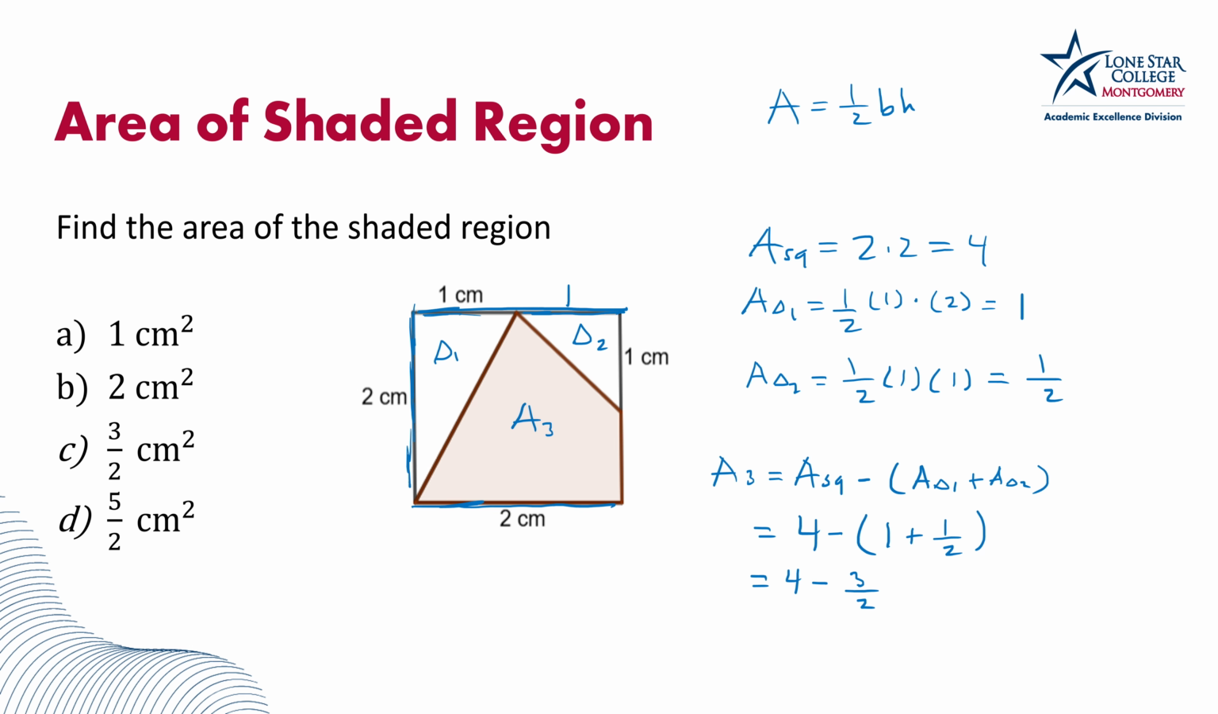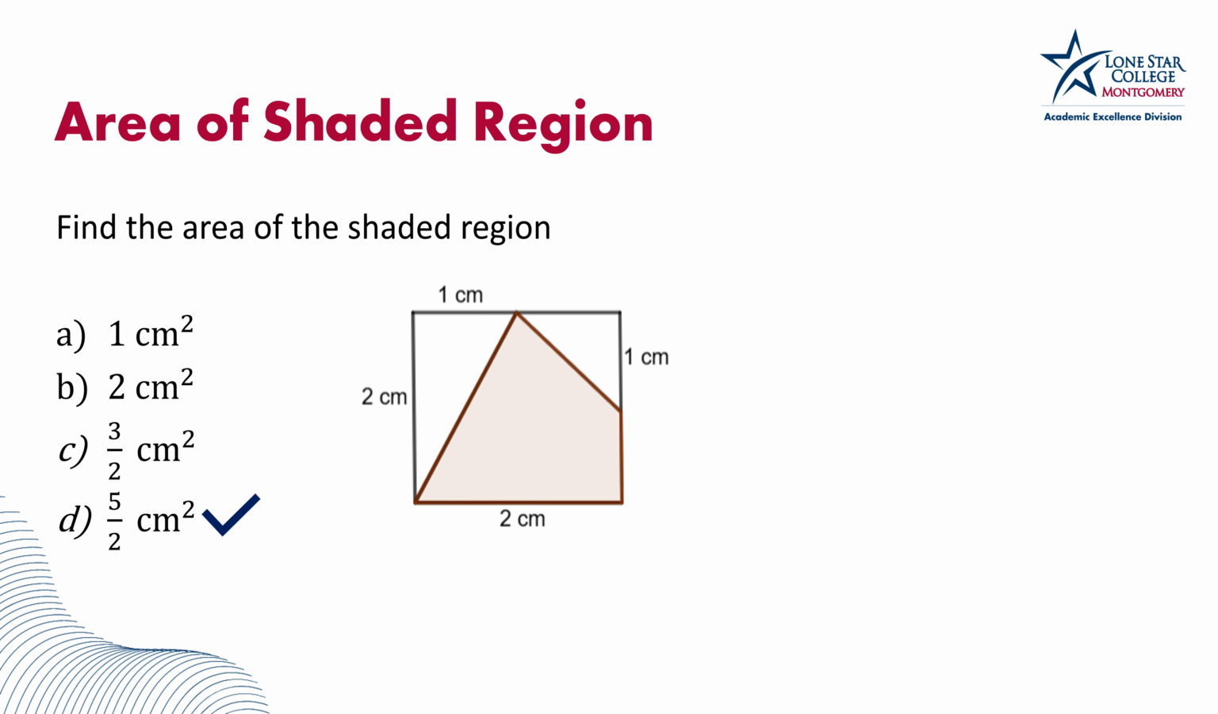Now, to subtract this, we need a common denominator. Our common denominator would be 2, so we multiply the 4/1 top and bottom by 2. That gives us 8/2 minus 3/2, which gives us 5/2. So the area A3, which is what we're looking for, is going to be 5/2. And our units would be centimeters squared, because we're working in centimeters, and area is always whatever that unit is squared. And then that would be answer choice D.